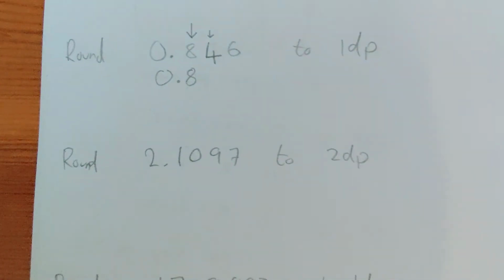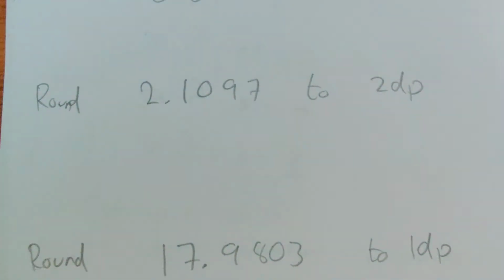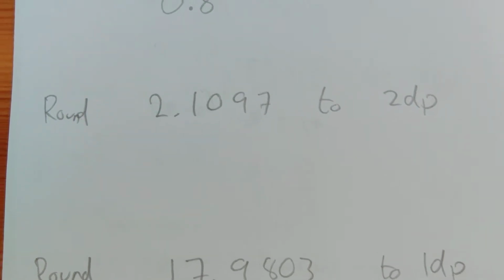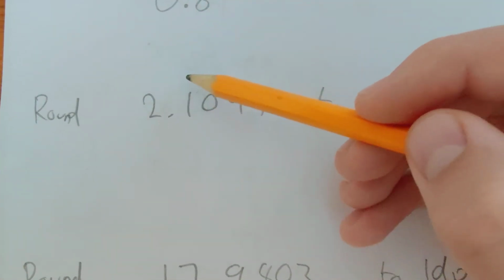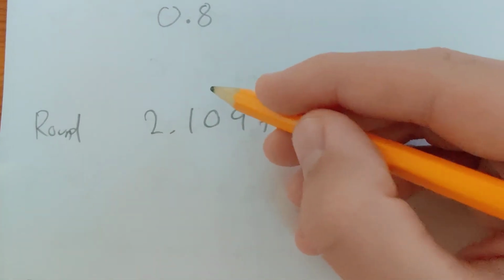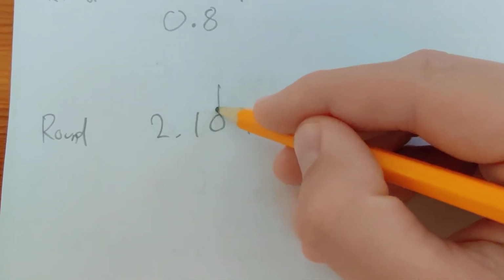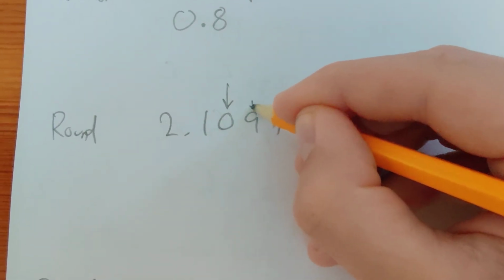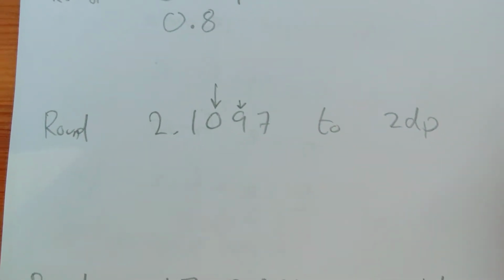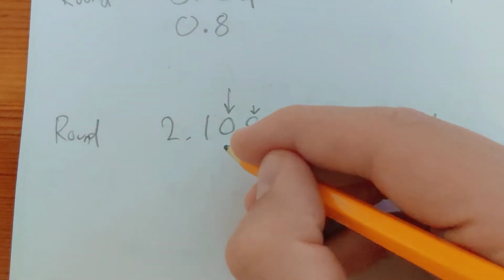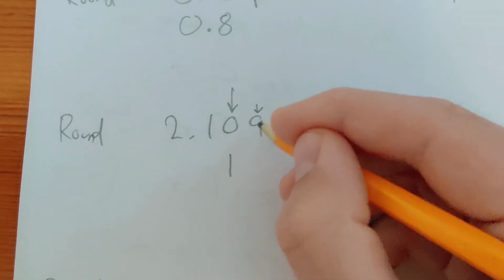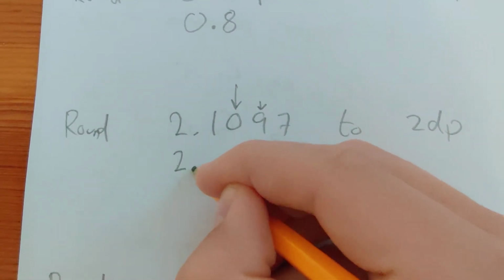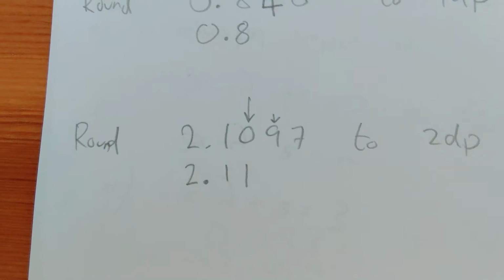And I've got a couple more decimal place ones. Here we've got round 2.1097 to 2 decimal places. Well, the first decimal place is the 1. The second decimal place is the 0, so that's the number that I'm rounding. The decider is the 9. As the decider is a 9, my number's going to round up, so my 0 is going to round up to a 1. This bit's going to get rounded off. Nothing needs to happen to this bit, so it's 2.11.